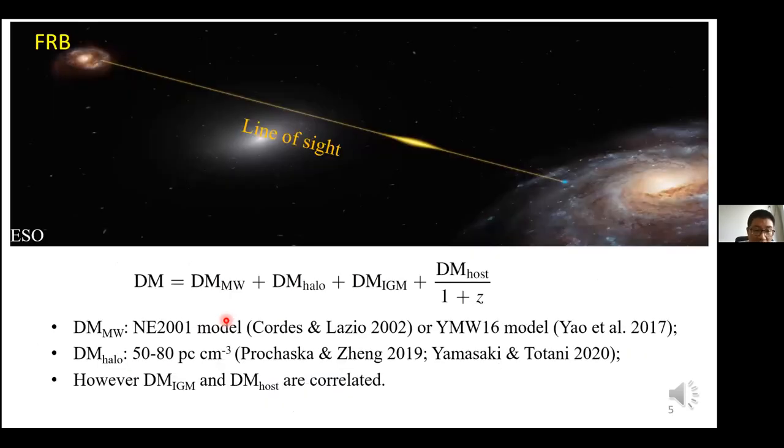The observed dispersion measure of FRBs can be separated into several components, such as from the host galaxy of the FRB, the intergalactic IGM, the halo of the Milky Way, and the ISM of our Milky Way. For the Milky Way, we can use models to describe them. However, the DM-IGM and the DM-host from the observations are correlated. How to model them?